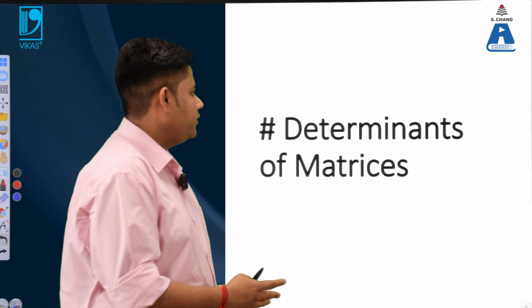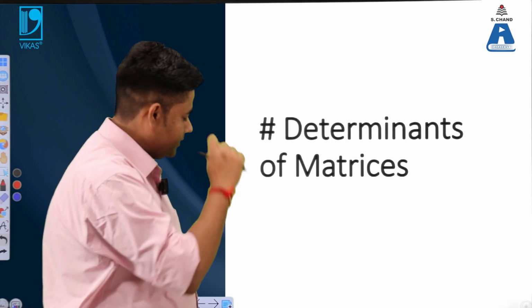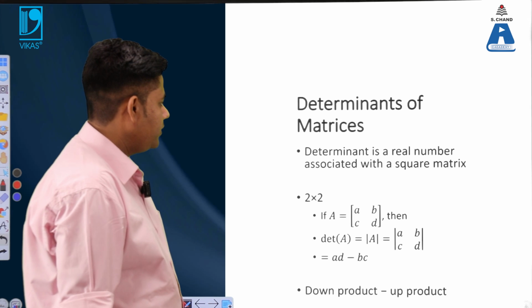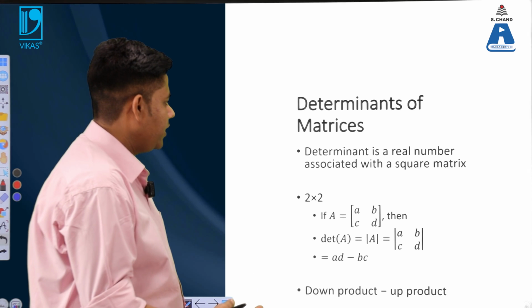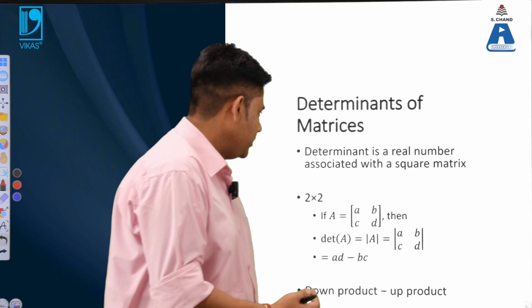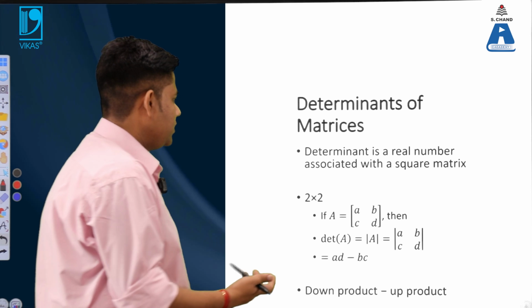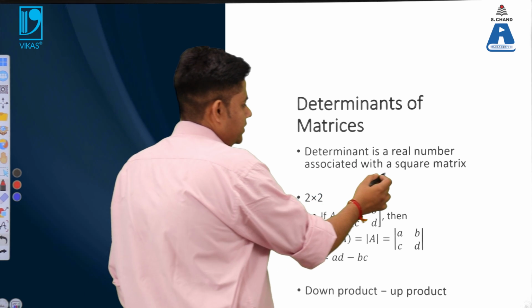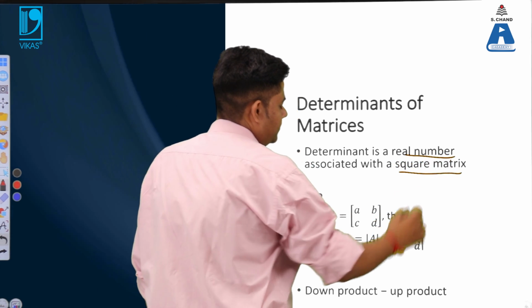The course that we are covering is Business Mathematics, and the topic that we are covering is determinants of matrices. And here, firstly, we will be understanding what a determinant is and why it is required. So a determinant is basically a real number that is connected with the square matrix only.